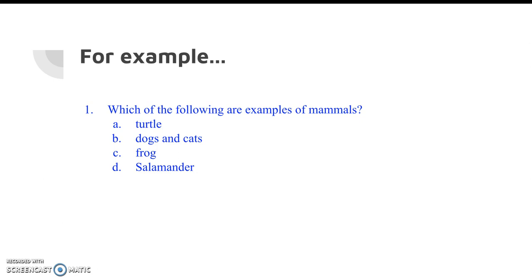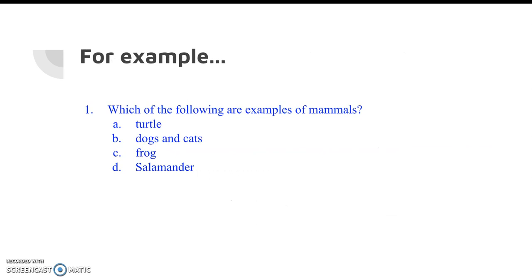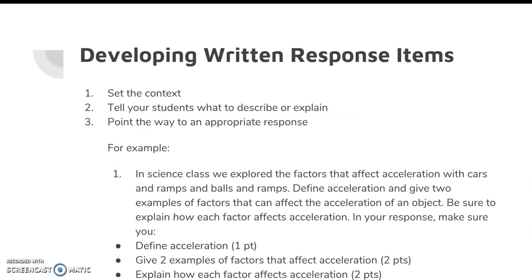In any case, like I said, on page 146 they give you a nice checklist to remember all of those different things, and you can look over your own items as you're creating them. If you're creating selected response items for your CBA, you can use that checklist to make sure that your items are good. That's what I'd like for you to do for the first part of our formative assessment materials for this lesson today.